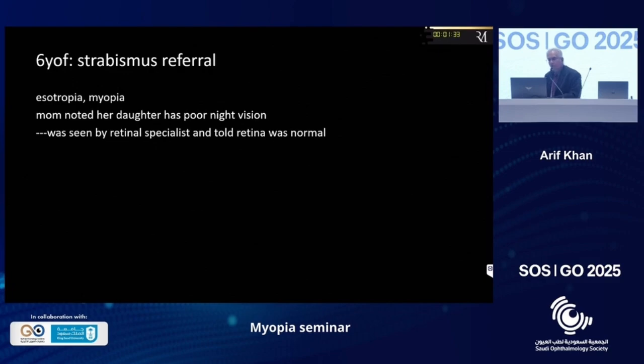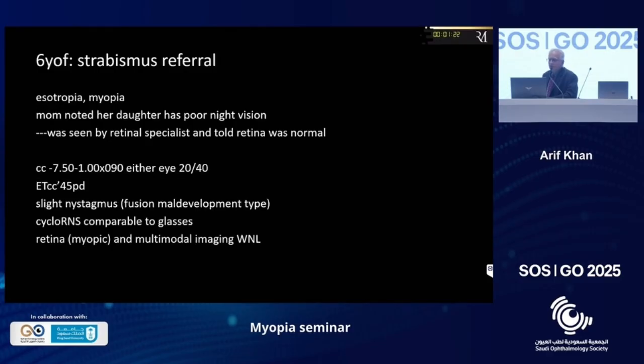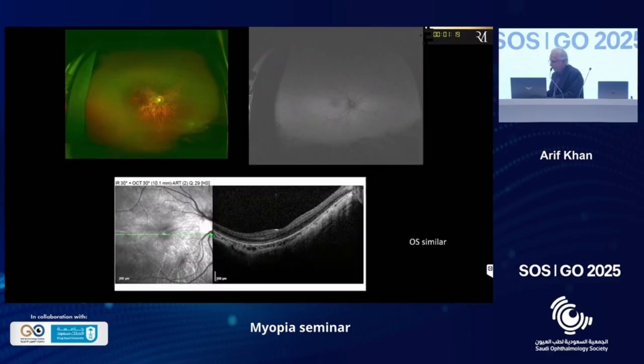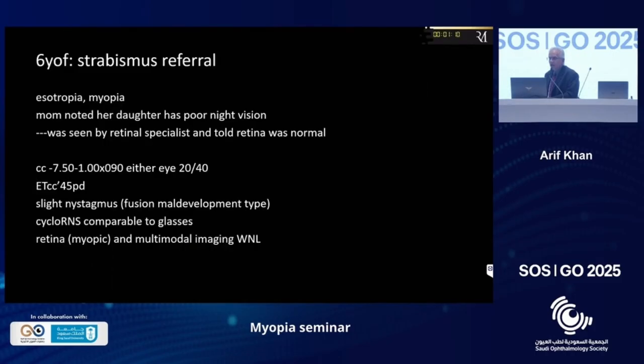The final scenario I'll share with you is a very common one: 6-year-old, strabismus referral, high myopia, has poor night vision, seen by a retina specialist, told the retina is normal. But when we ask the mother, the patient has poor night vision, the multimodal imaging is all normal. When you have normal multimodal imaging, high myopia, and vision that doesn't correct to 20/20, or a complaint of poor night vision, you have to do electroretinography.